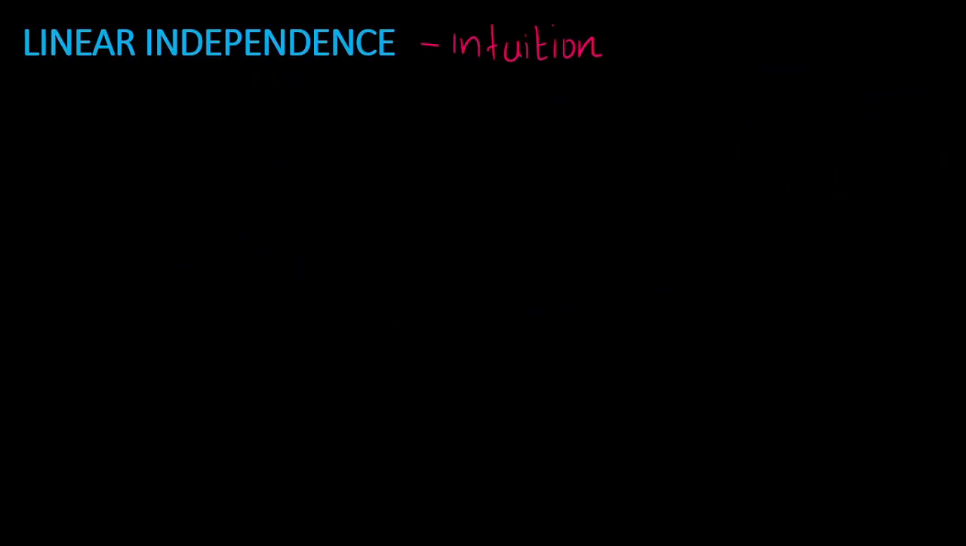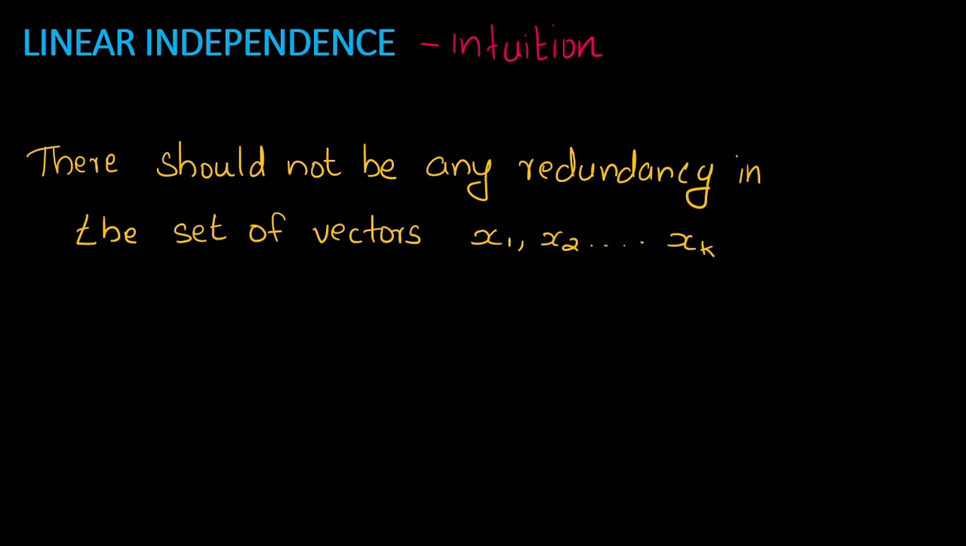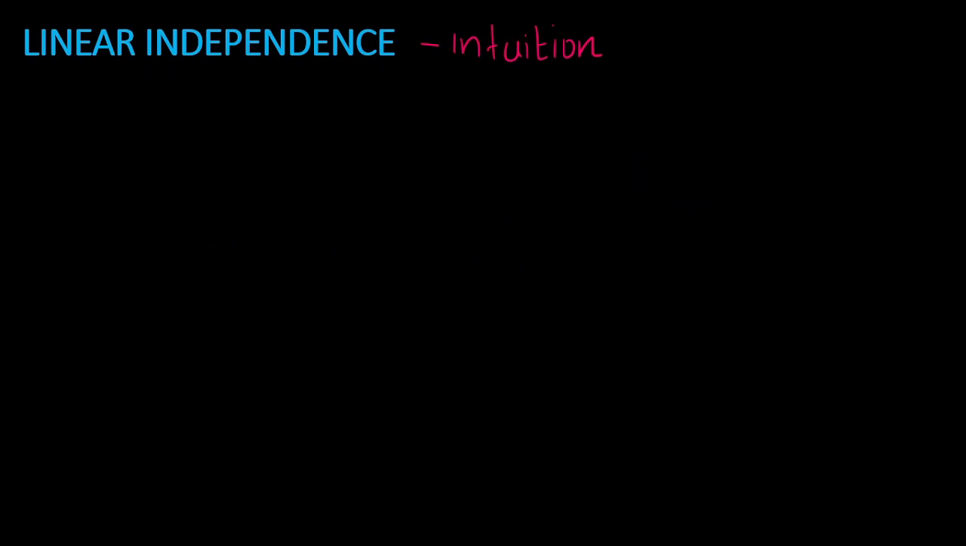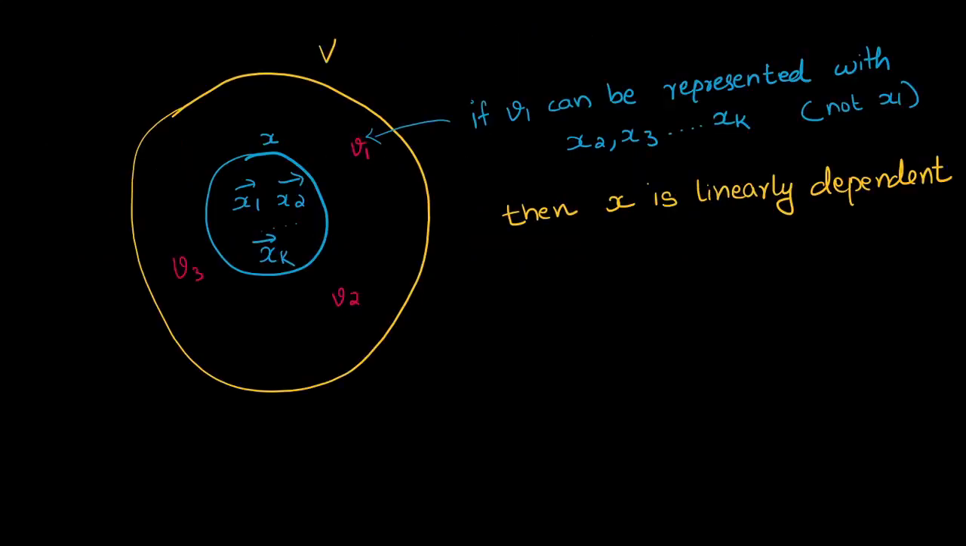And what is the intuition behind this linear independence? There should not be any redundancy in the set of vectors x1, x2, etc., xk. That is, only necessary vectors should be there in the set. If there is any vector that is not necessary to represent any vector in the vector space, we can remove it, and we call it a redundant vector. As we did in the last example, here x1 is a redundant vector because x1 is not necessary to represent vectors in V.